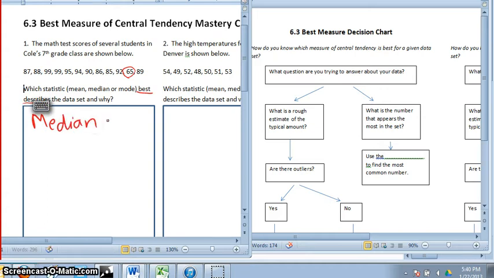because median is best because it gives you a rough estimate of the typical amount without being affected by the outlier 65. So I'll just type this here for you.